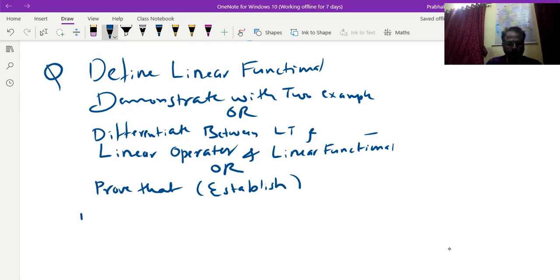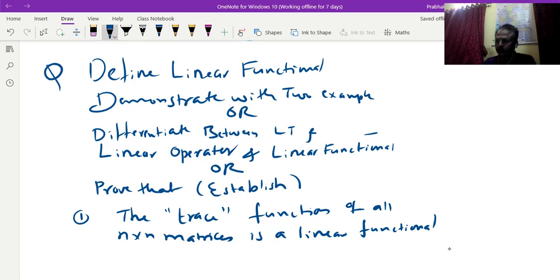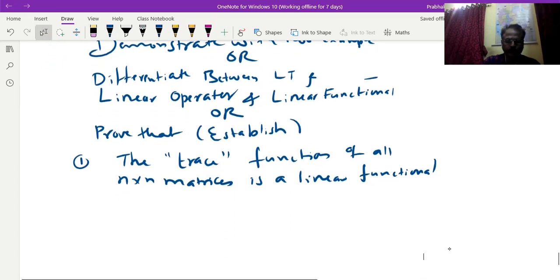First one, the trace function. So we shall understand what the trace function is also. The trace function of all n cross n matrices is a linear functional. Okay. So let us start answering this in different fashion.